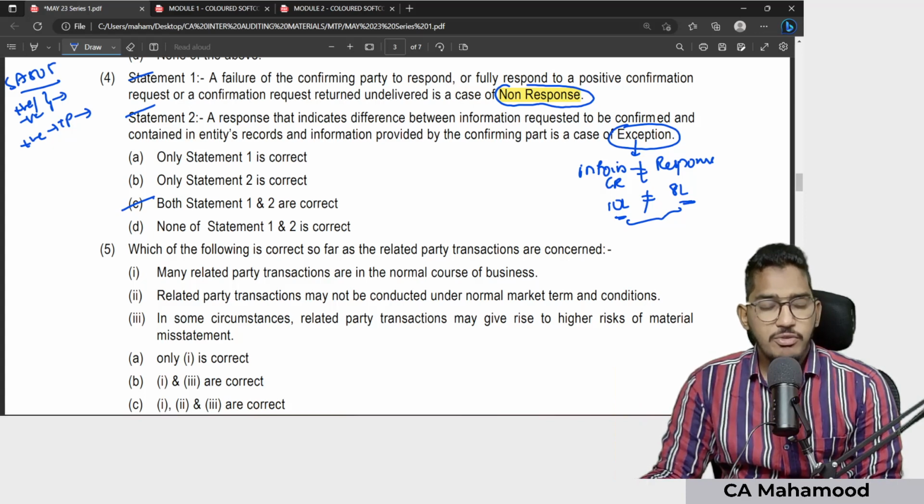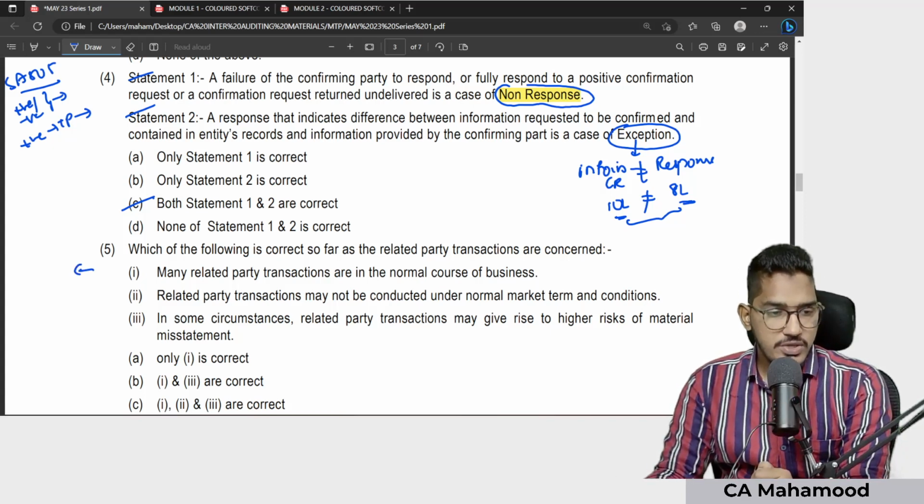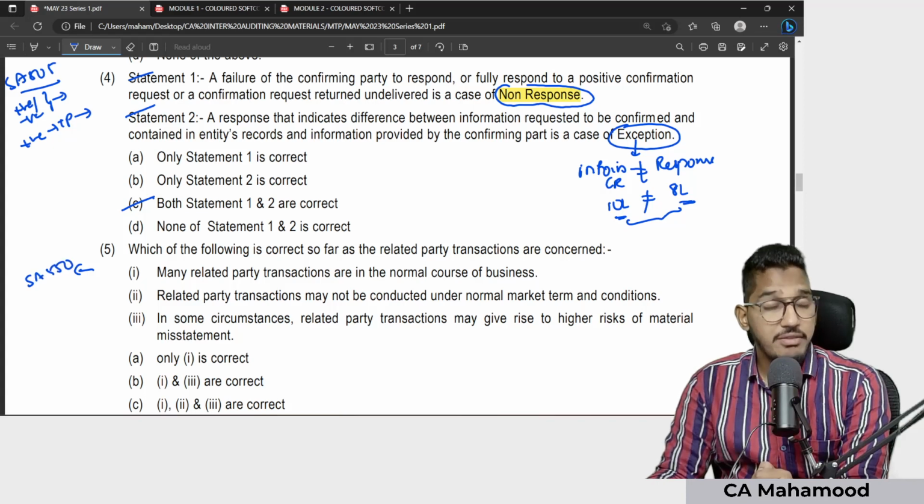Next one. Which of the following is correct so far as the related party transactions are concerned? Regarding related party transactions, they are giving some statements. We need to find out which statements are correct. So now this question is from SA 550.